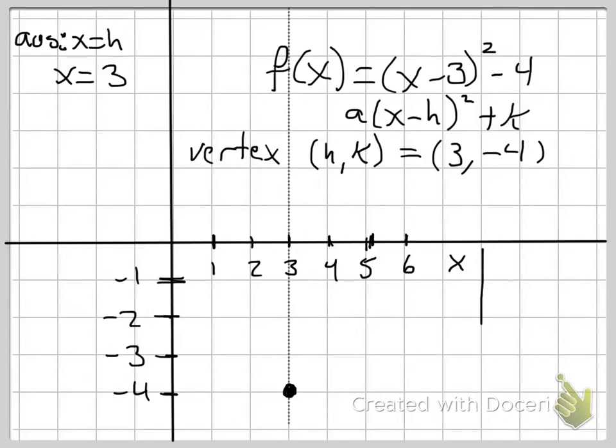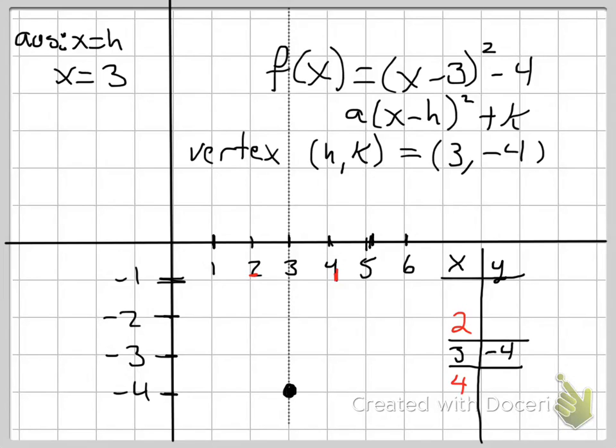We're going to construct our table, and since it's going to be symmetric at the axis of symmetry, or at the vertex, we're going to pick some points around 3 on the x-axis. So we would have 2 and 4. Here's 2 and here's 4. Those are the 2 points we're going to pick, and we're going to plug them into our formula.